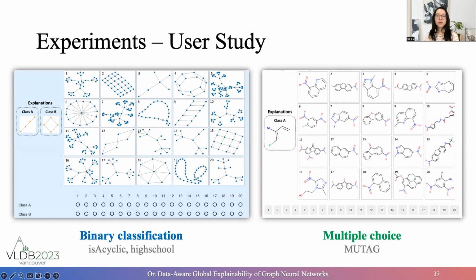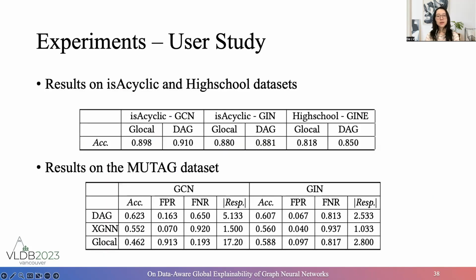To understand if global explainers can really help human users understand graph neural networks in practice, we also designed a user study with 45 postgraduate students working on an online survey. Specifically, we asked the users to guess the GNN's prediction based on the explanation provided by different explainers. Here's the result. Overall, DAG Explainer consistently outperforms the competitors on all 3 datasets. On the acyclic and high school datasets, users are able to correctly predict the GNN's decision on more than 85% of instances based on explanations by our method.